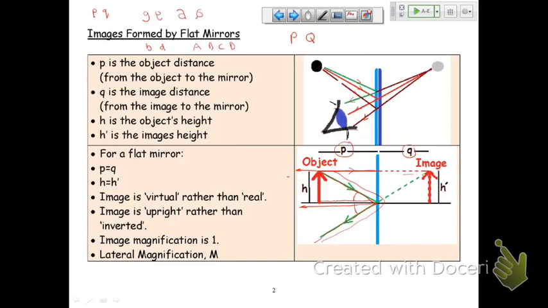The other thing we have is H is usually the object height and H dash is usually the image height. And what we want to talk about is the image virtual or is it real? We talked about that. Is it upright or is it inverted? And is it magnified or demagnified? Magnified being bigger than 1, demagnified being less than 1.